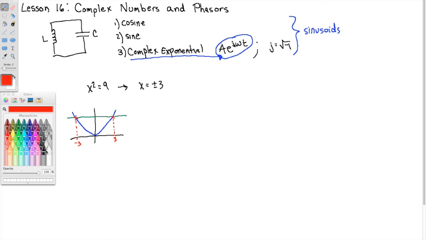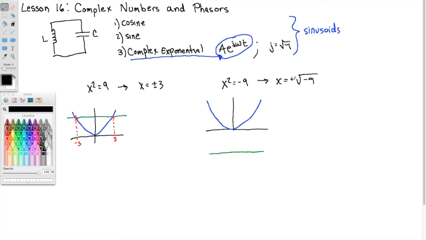Now consider the case x squared equals minus 9. If we look at it in the same way, as a parabola, here's x squared, but minus 9 is way down here. So where are those two things equal to one another? Well, they're not. They never intersect. So really there's no solution to this. However, if you define j as the square root of minus 1, then you can still quantify this problem in the sense that you can take the square root of both sides and get x is plus or minus the square root of negative 9.